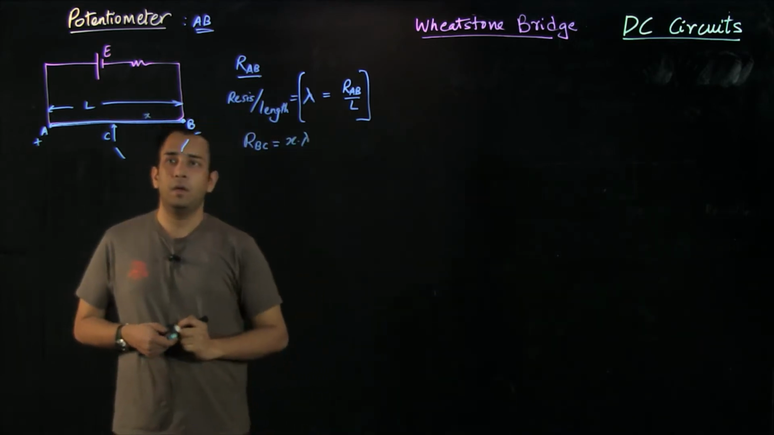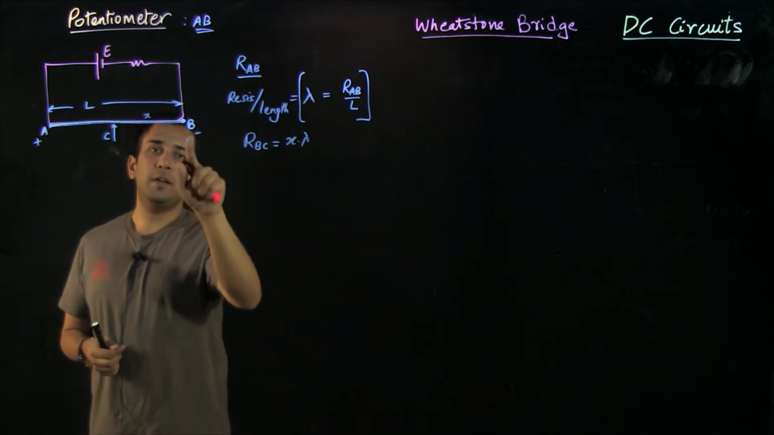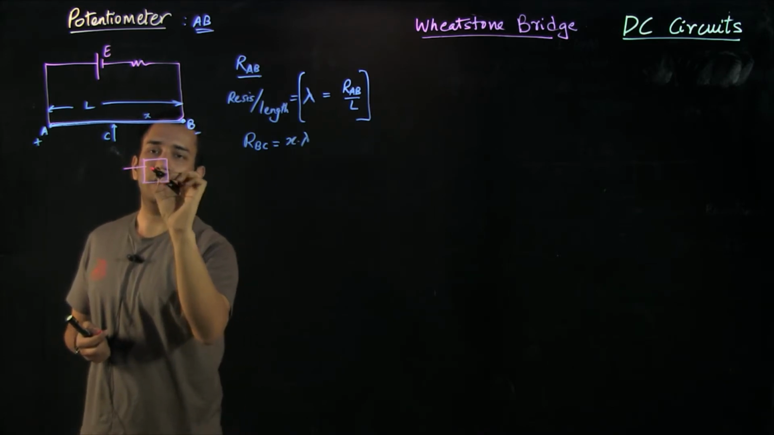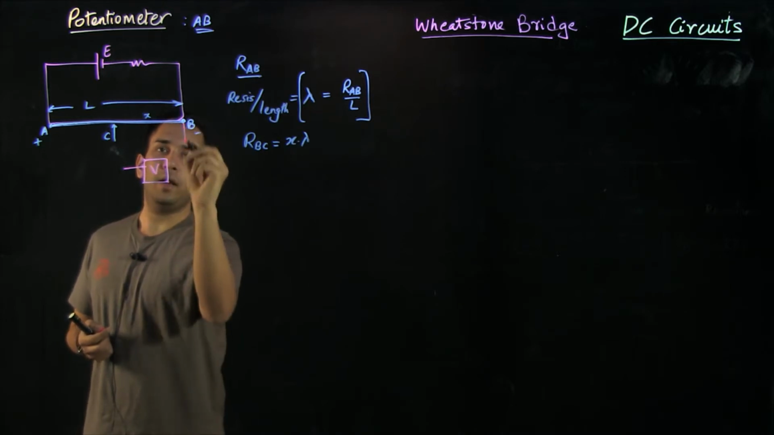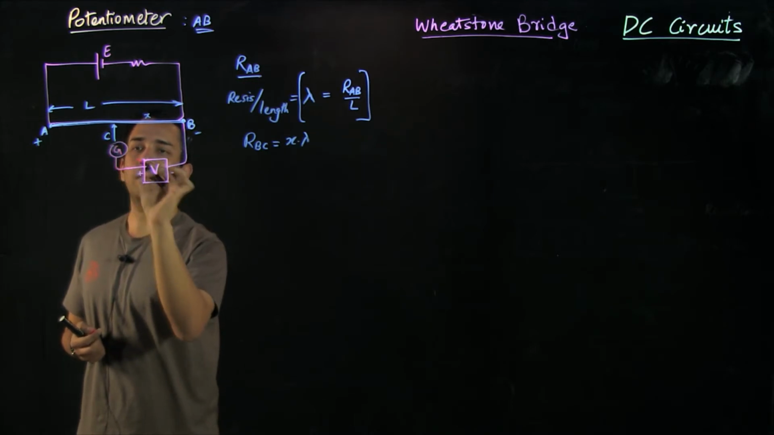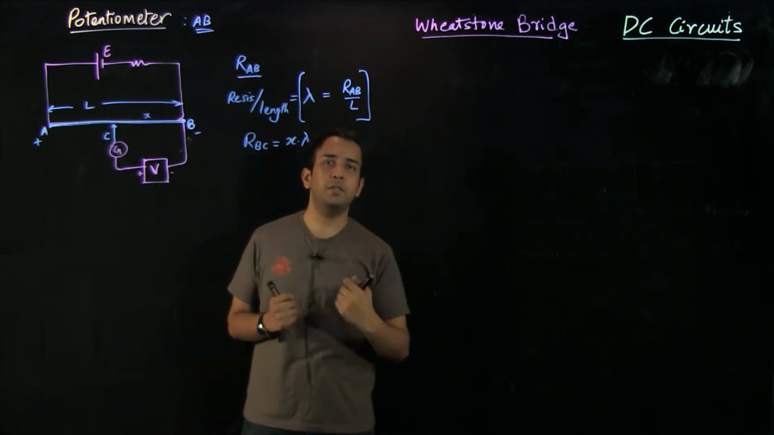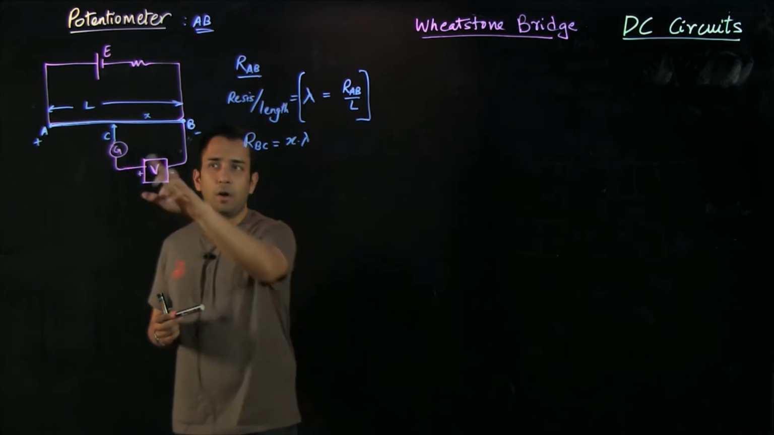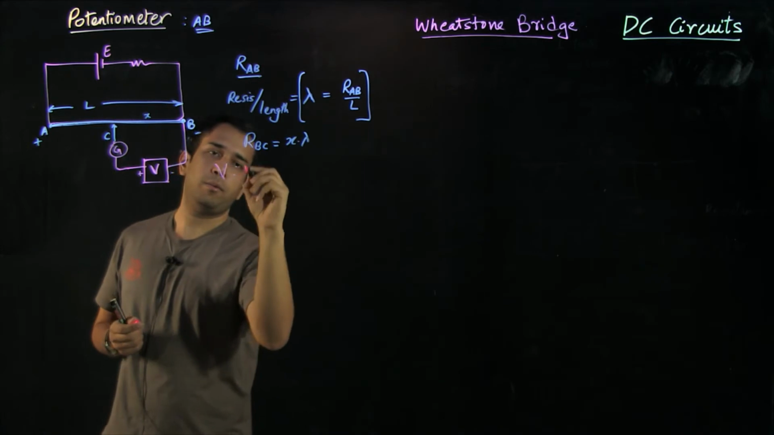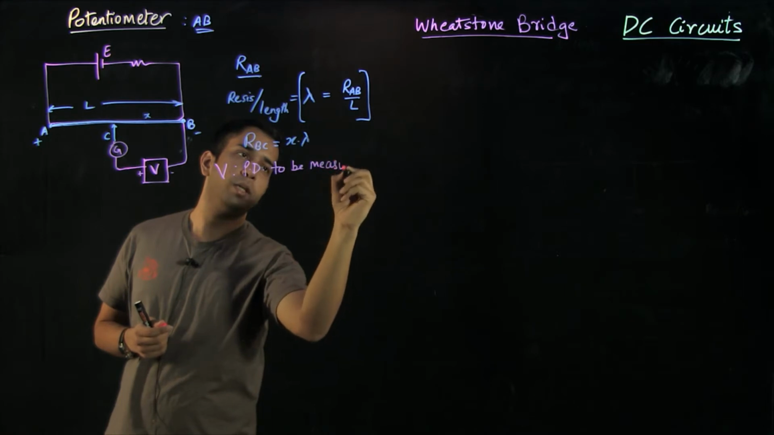So let us say we have another circuit and we want to measure a potential difference in that circuit. This circuit has a potential difference V, and I have connected it to this point. I am also connecting a galvanometer, because a galvanometer only detects the presence of small currents in the circuit or in the branch. So V is the potential difference to be measured.